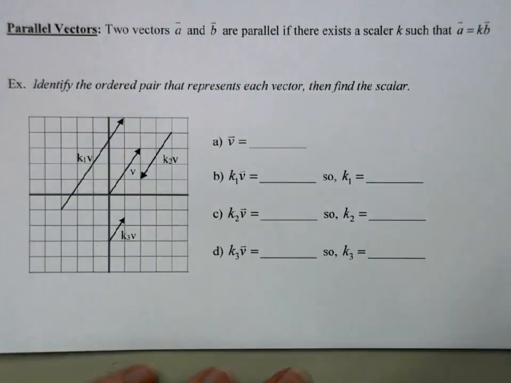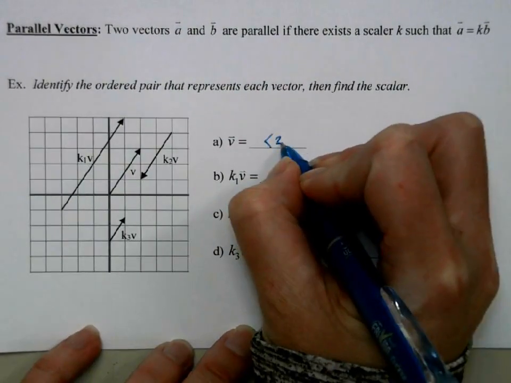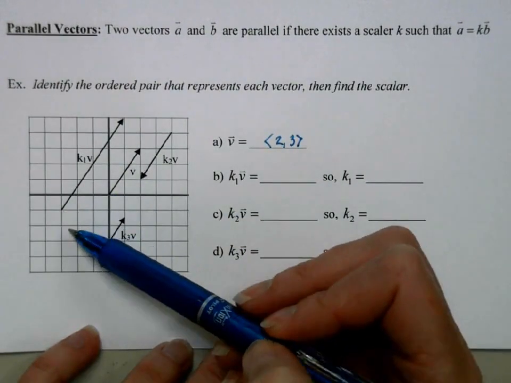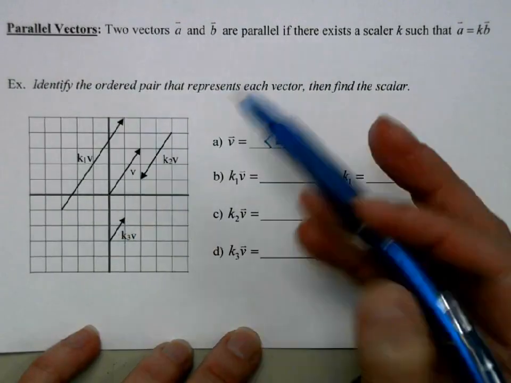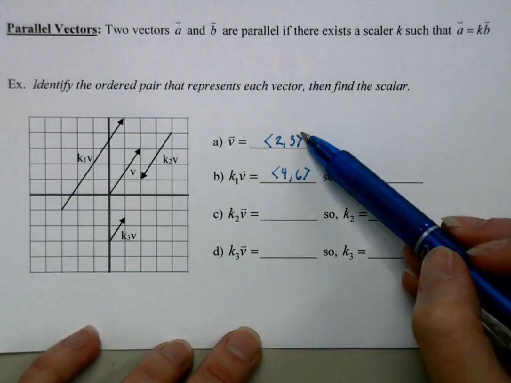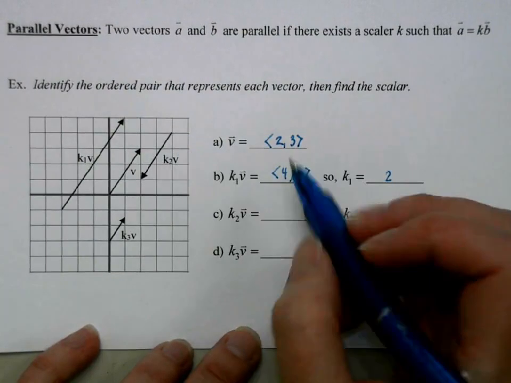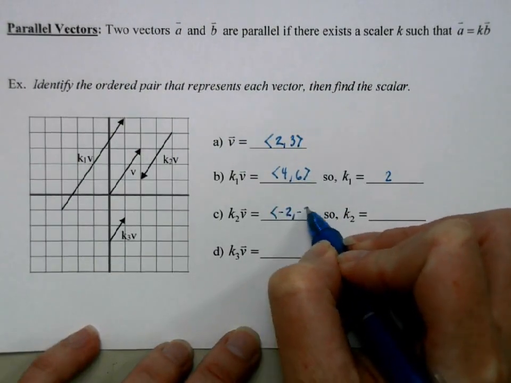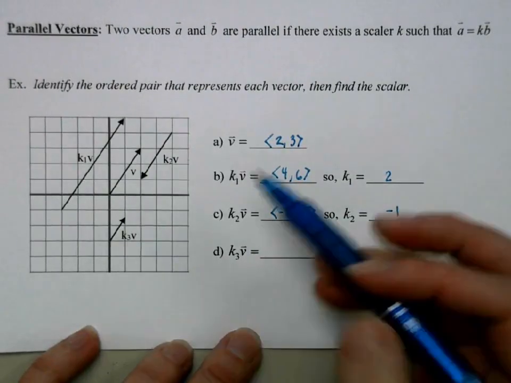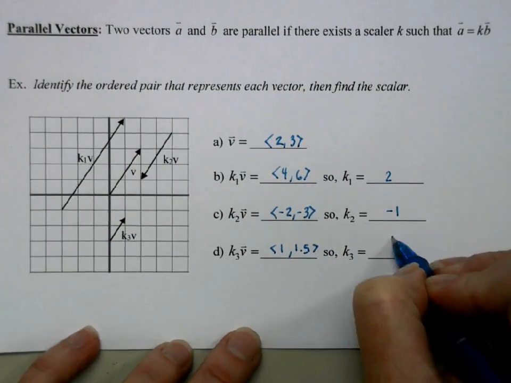The ordered pair for V is 2, 3. Okay, K1V, so here's K1V. We're going over 4 up 6. So the scalar that I would multiply this by to get this would be 2. This one is -2, -3. So my scalar is -1. And then this little guy goes over 1 and up 1.5. So the scalar would be 1/2.